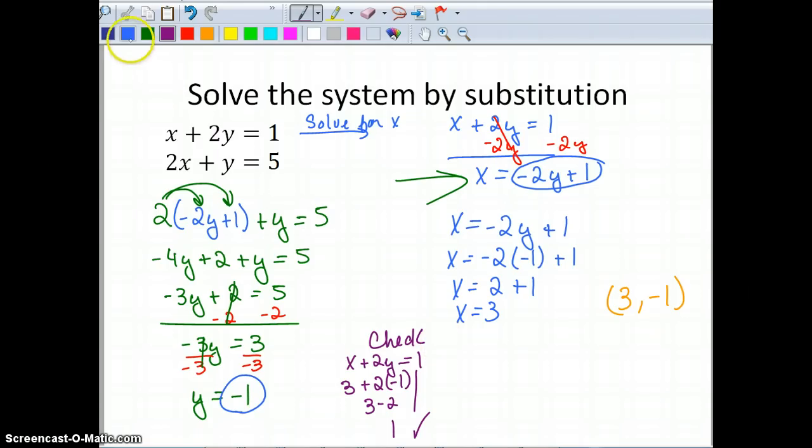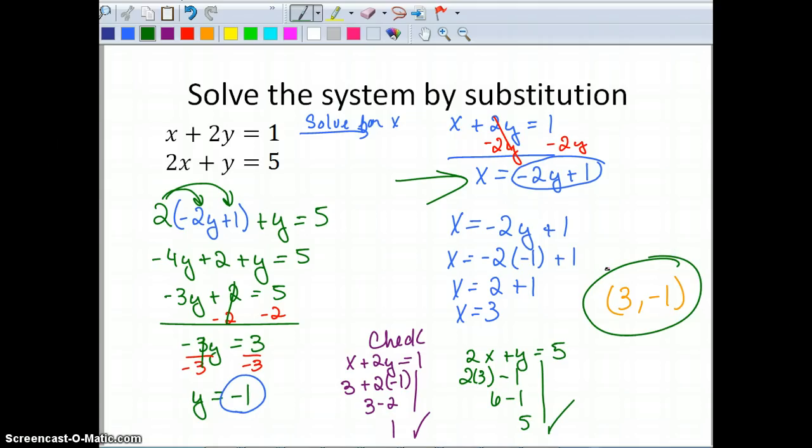Let's try the second equation. So for this one I have 2x plus y is equal to 5. So I have 2 times 3 minus 1. Okay, that gives me 6 minus 1. 6 minus 1 is 5. So the solution (3, negative 1) is correct. So what I've just found is the point where those two lines intersect, if I were to graph them.